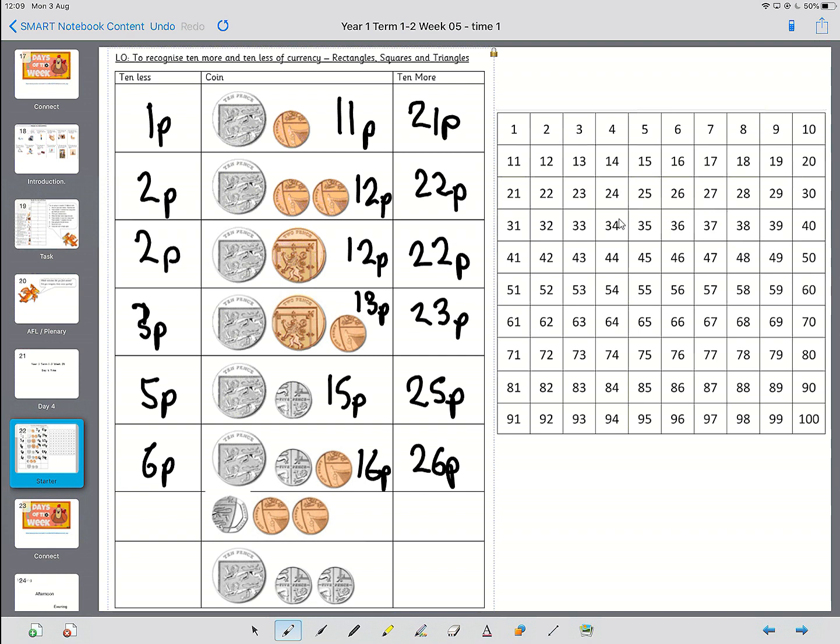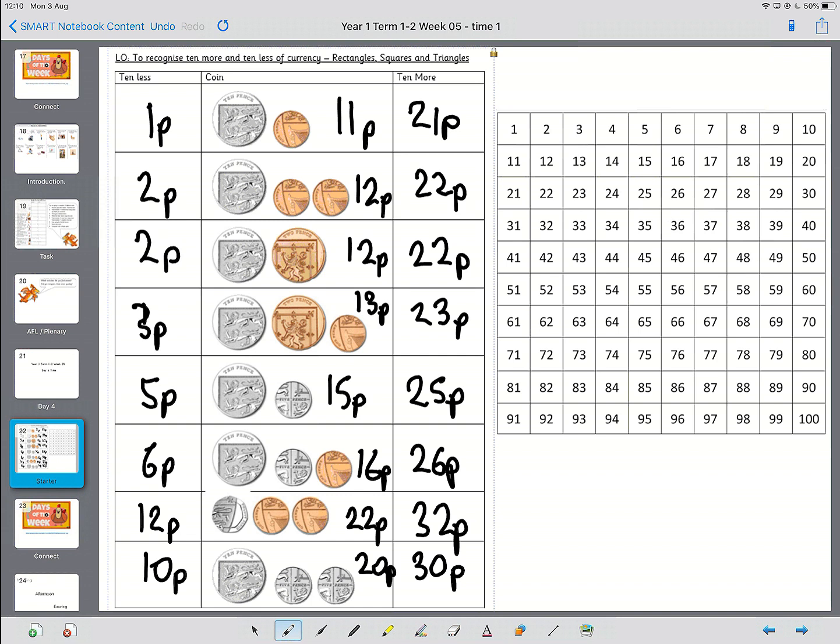Next one is 22. So we're starting here, 10 less is 12. Do you see the way that we're counting back in tens? And then 10 more is 32. Okay, and our last one is 20p. 10 less than 20 is 10. You probably could do that in your head. And 10 more is 30. So do you see the way that the tens are changing each time when we increase or decrease by 10? Okay, so that's that part of the lesson.